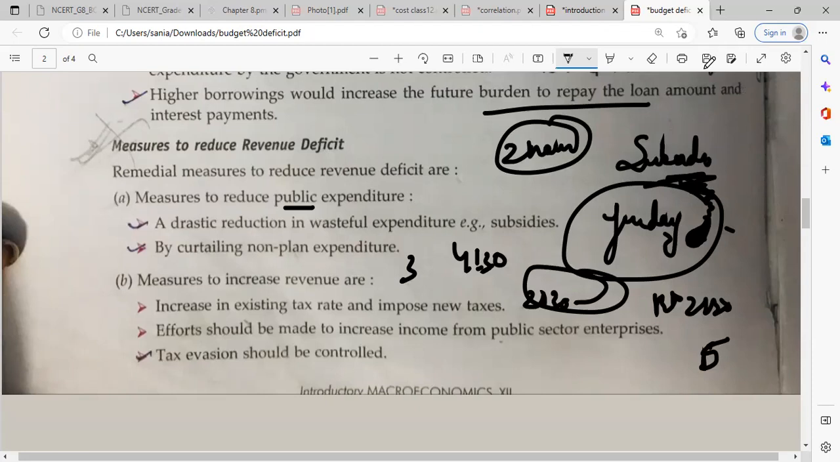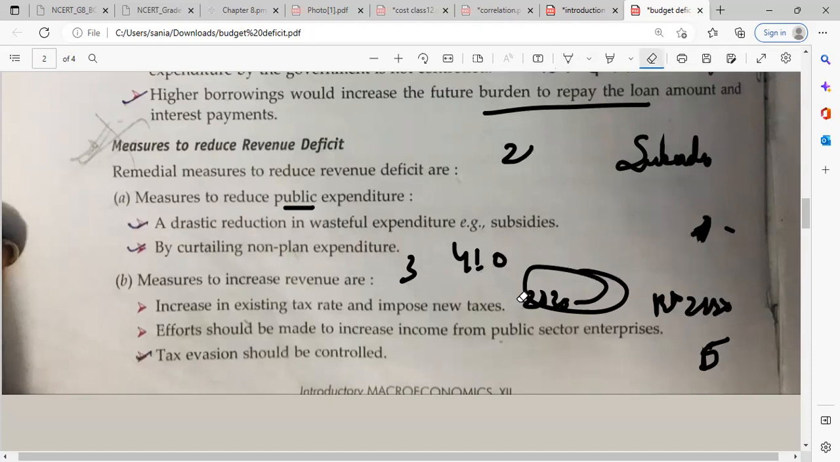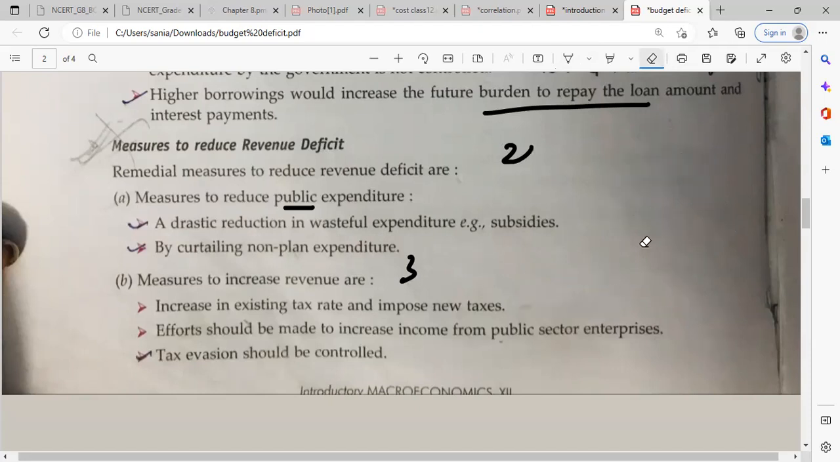Now over here, what will the government be doing? Government needs money. So of course, what will government do? Government will reduce the public expenditure. Like government will not give subsidies to anyone. Government will not distribute the free ration. Like the wasteful expenditure, like subsidies and all this. Plus the non-plan expenditure, they will reduce it.